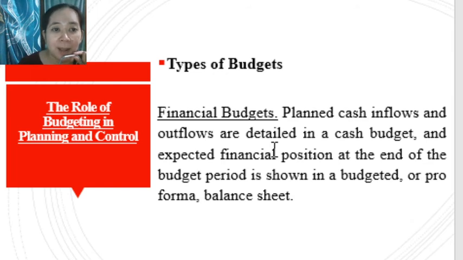The financial budget plan is done for the planning of cash inflows, as mentioned, and outflows. These are detailed and this is actually in the form of a cash budget. We also prepare the expected financial position at the end of the budget period, and this is shown in the budgeted or pro forma balance sheet. Again, please take note, this is not based on any historical data, just like your operating budget, where we prepare the estimated or projected income statement.